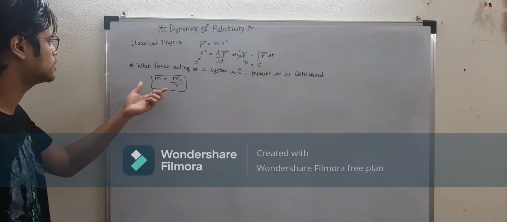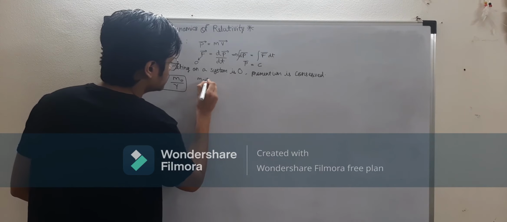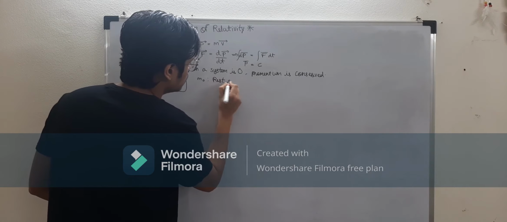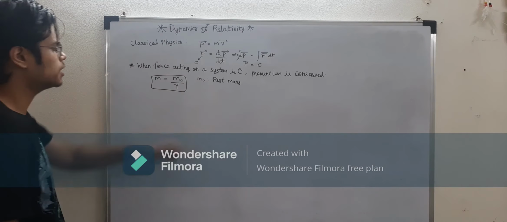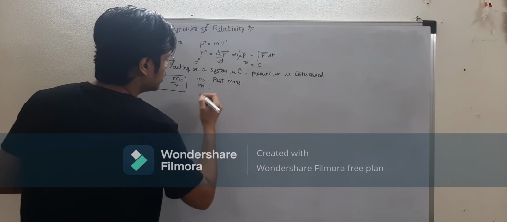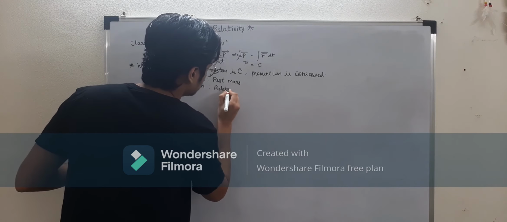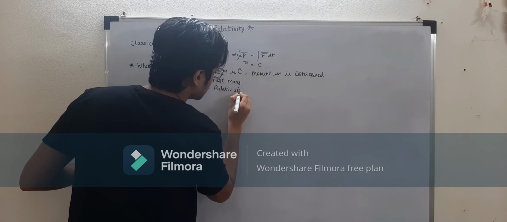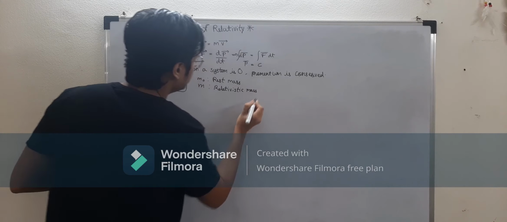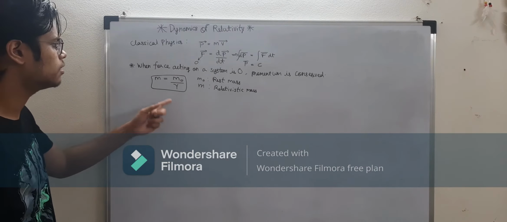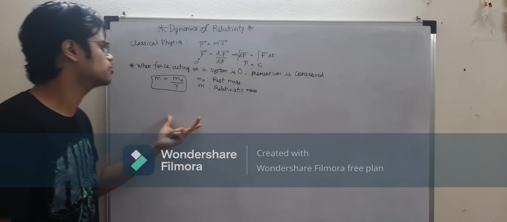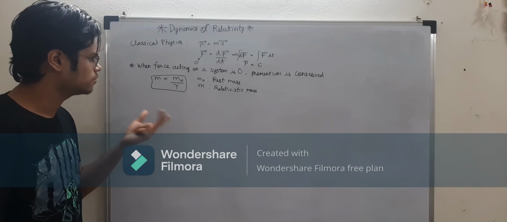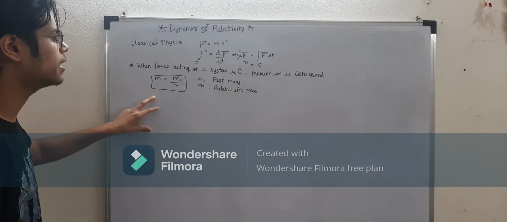What is m naught? What is m? M naught is the rest mass, that is, the mass when there is no velocity, and m is the relativistic mass. So basically, when a body is moving, the relativistic mass of the body shrinks, is what I am trying to say here, right? This is what happens. I will try to prove it mathematically also.